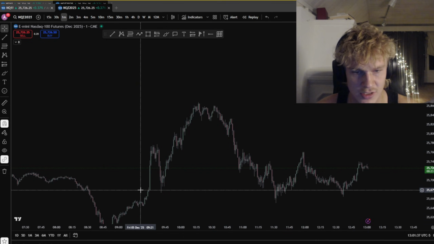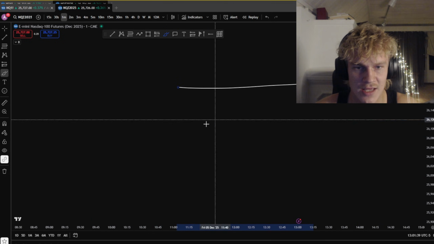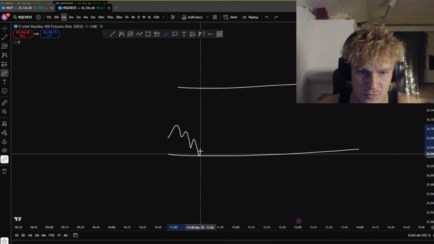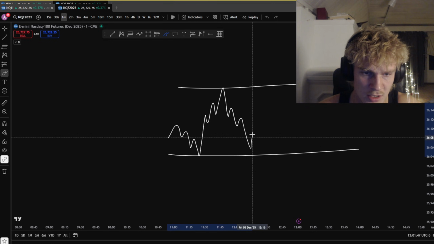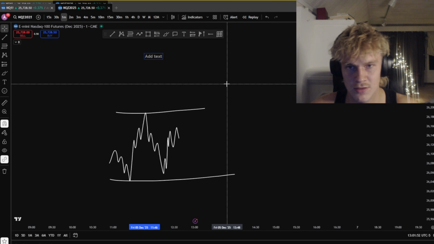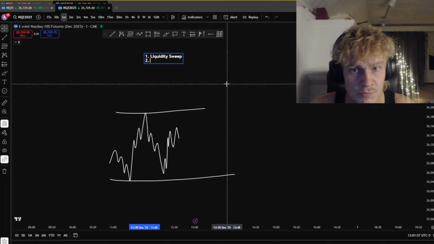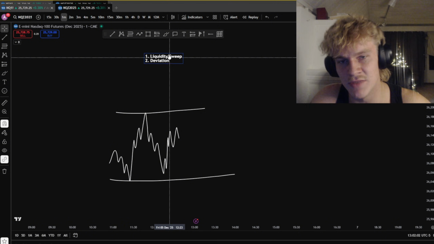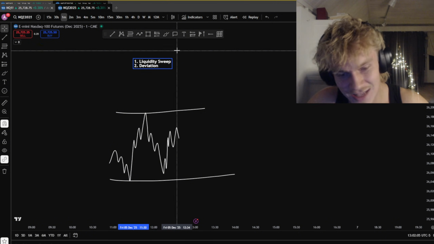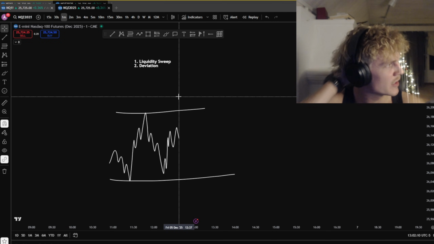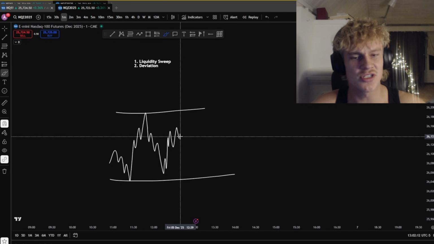I'll just draw this up so it's easier for you guys to understand. So let's say this is the initial balance. We had the low form, we had the high form, and then we're just ranging. Now, the two ways to trade it is number one being liquidity sweep, and then number two being deviation. Now, what is deviation? Deviation essentially means trapping breakout traders. It's that simple. It's essentially just a false breakout.